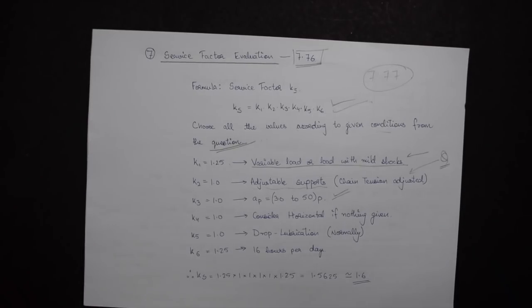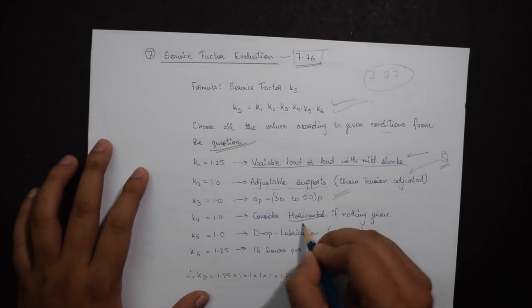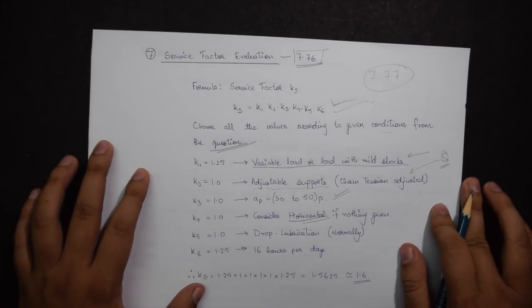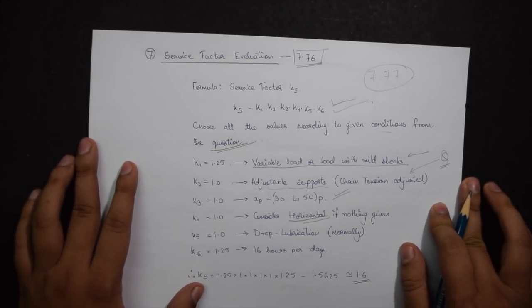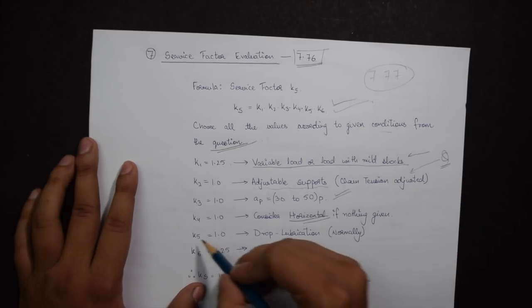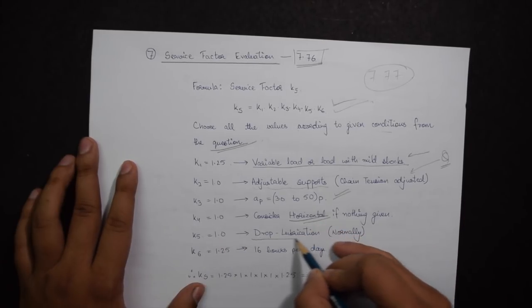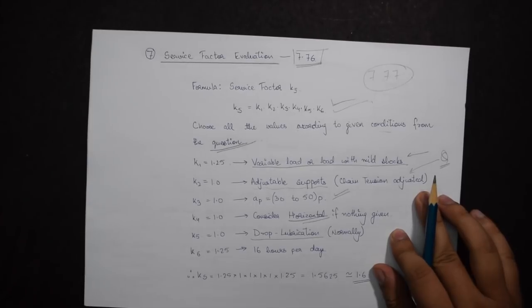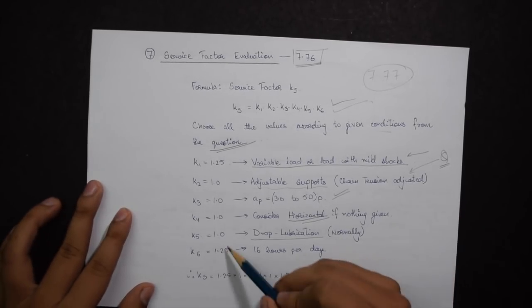K4, we'll be selecting the horizontal because nothing is given in the question, so that turns out to be 1. Again, normally for K5 we select drop lubrication because nothing is given, so drop lubrication is what we have to choose, and the value of K5 turns out to be 1.